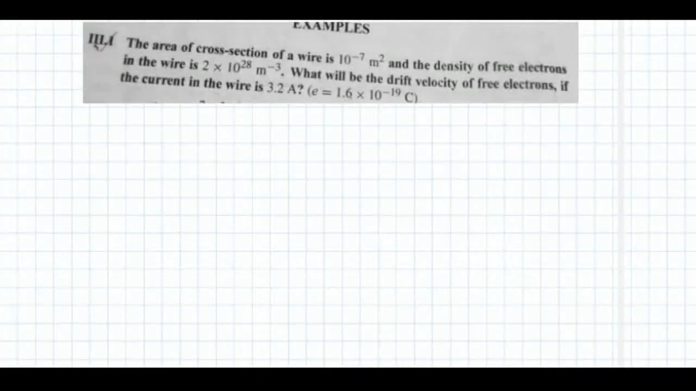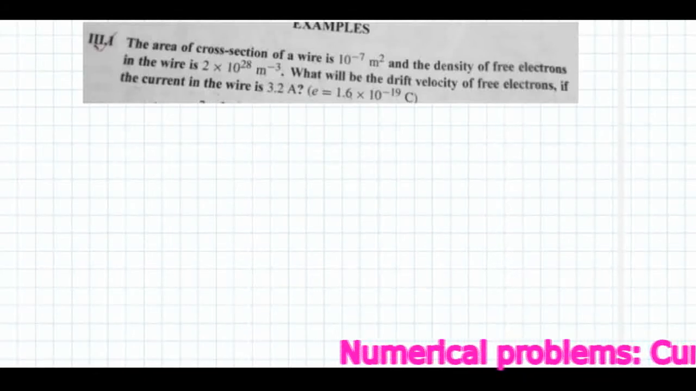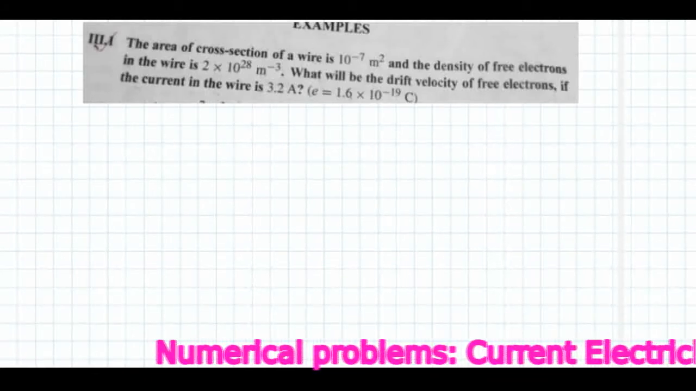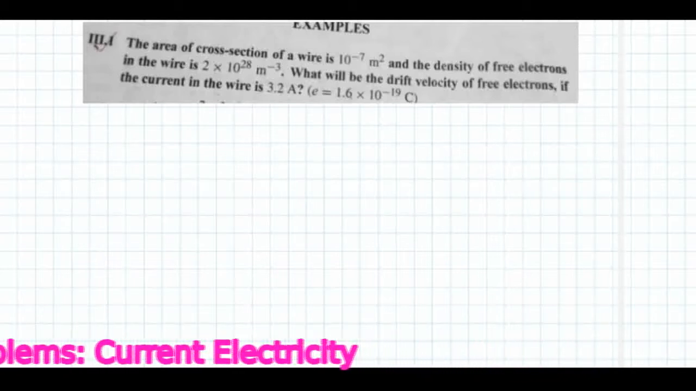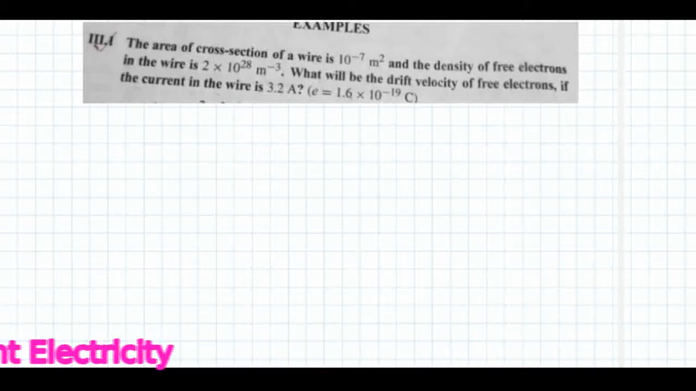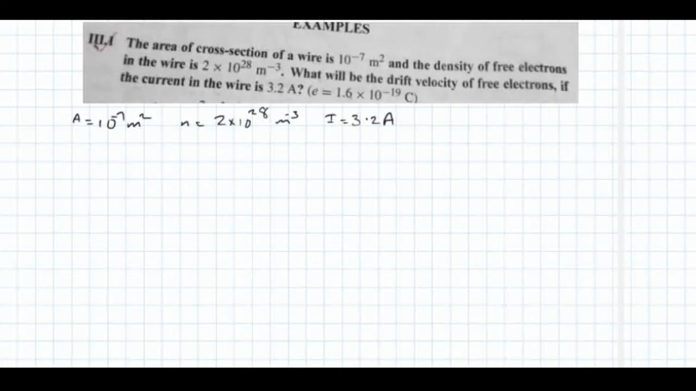So our first problem is: the area of cross section of a wire is 10 power minus 7 meter square and the density of free electrons in the wire is 2 into 10 raised to 28 per meter cube. What will be the drift velocity of free electrons if the current in the wire is 3.2 ampere?